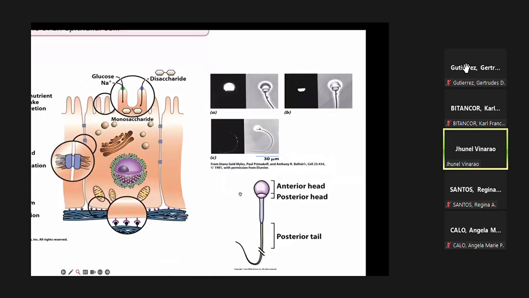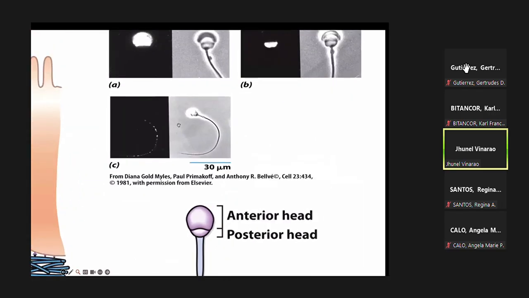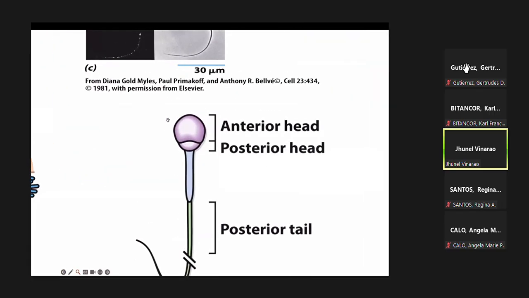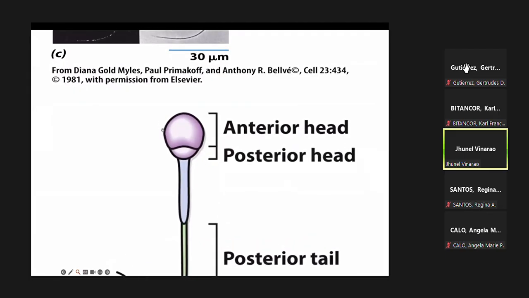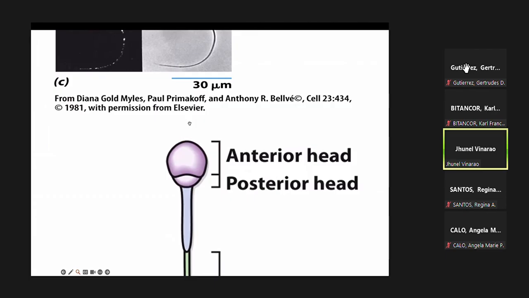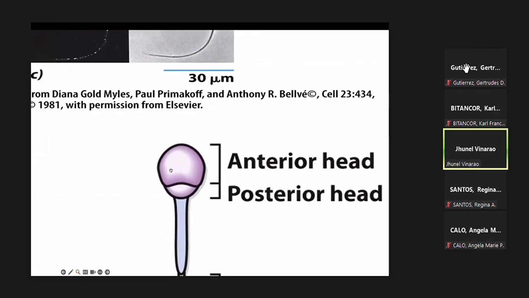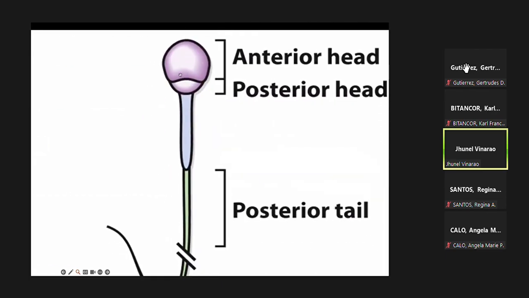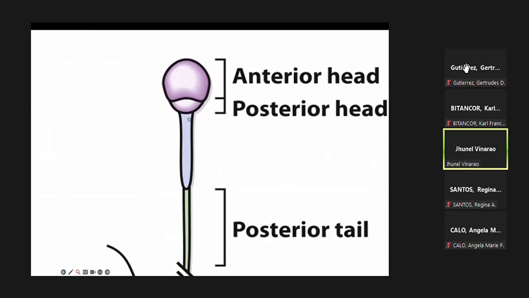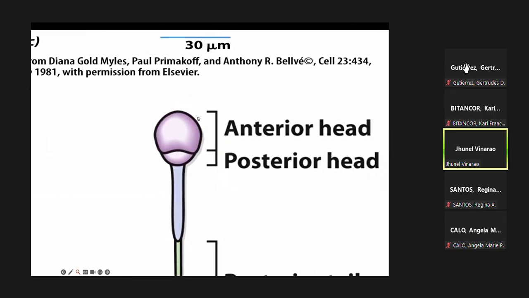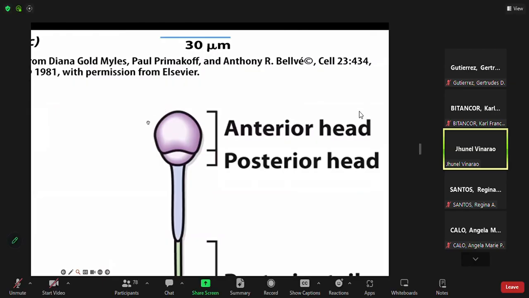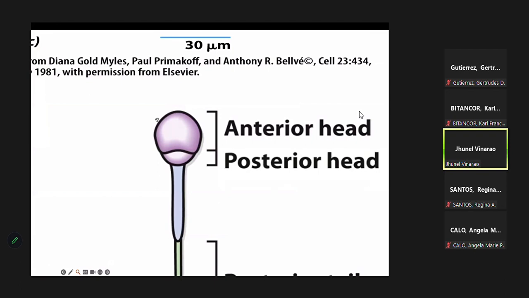Another example is the sperm cell. You need proteins here in the acrosome. If the sperm is made of the head, the midpiece, and the tail, in the head it has an acrosome, where there are not digestive enzymes, but just like digestive enzymes that will digest the zona layer of the egg cell.